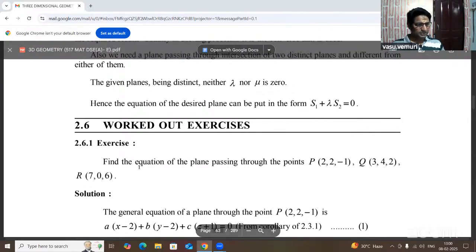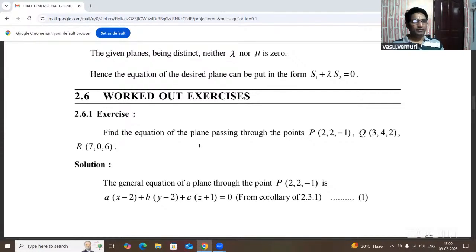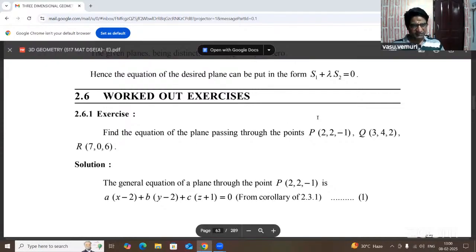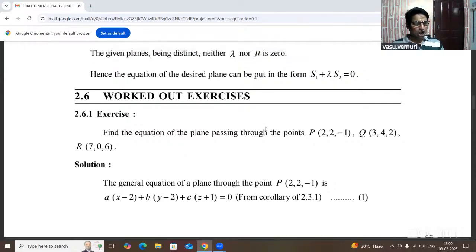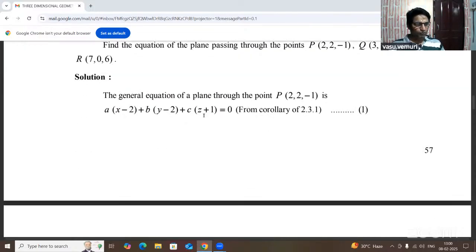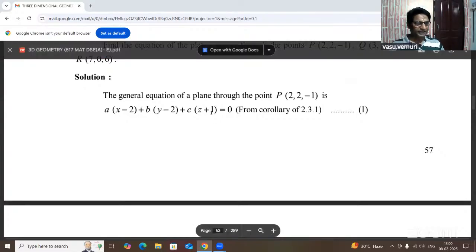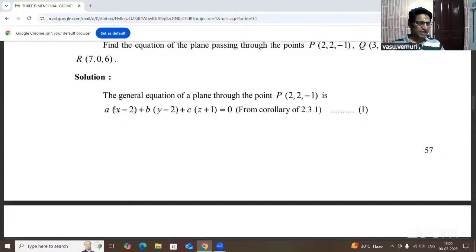Now here, see this one: find the equation of the plane passing through the points. First point, second point, third point. There are 3 points given. How to find the plane equation? Okay. According to the point, what is the form of the equation? A of x minus x1 plus b of y minus y1 plus c of z minus z1 equal to 0.